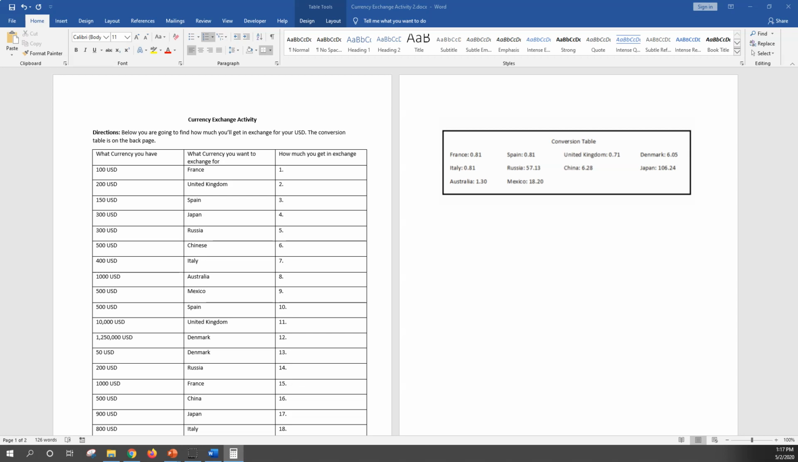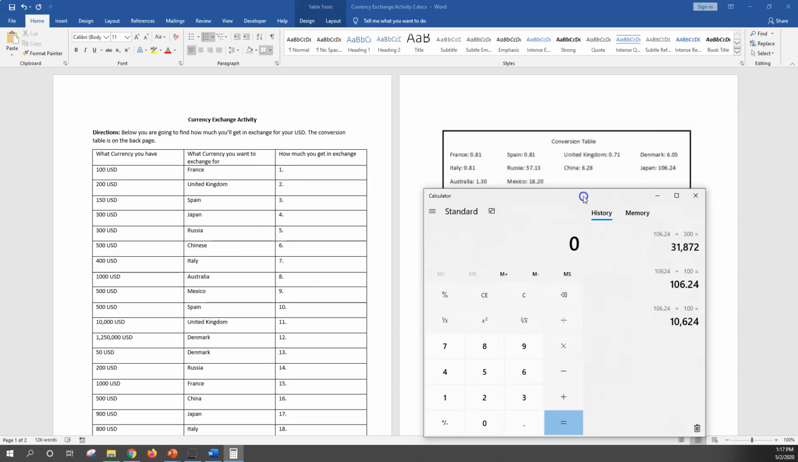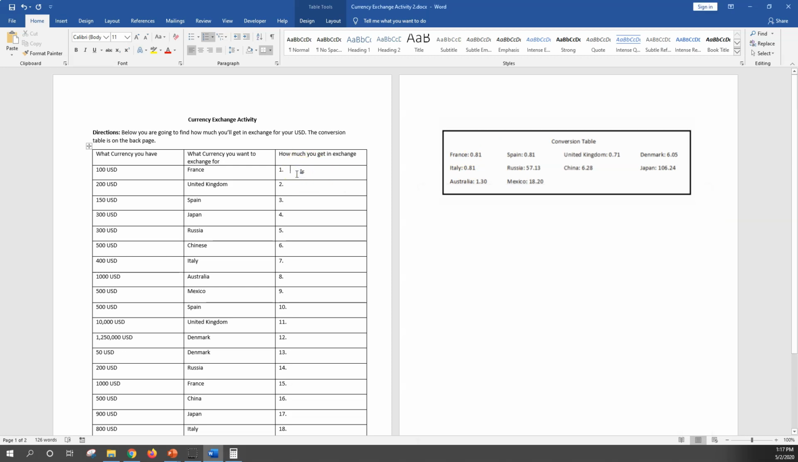So let's do the first one. So for France, the currency we have is 100 USD. We want to convert it to French currency. So what we would do is simply get a calculator out, and we would literally multiply 100 by the exchange rate here, which is 0.81, and we would get 81 French currency, which is the euro, so that works out really well. So you would just simply do that for there.